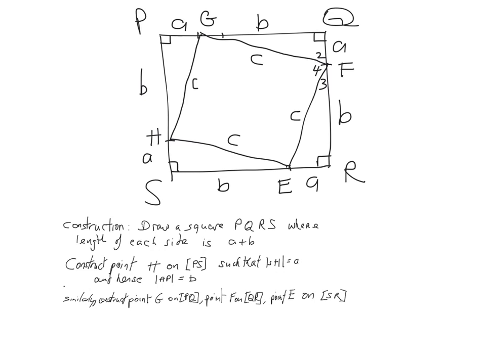Now that's a bit of a mouthful, but luckily we don't have to repeat that for the points G, F, and E. We can just simply say similarly construct point G on the line segment PQ, point F on the line segment QR, and point E on the line segment SR. So now we can join up those four points so that we can make a square with four triangles and a quadrilateral. So we write join EFGH to divide the square PQRS into a quadrilateral and four triangles. And finally, we have to mention the four angles that we set up here. So we simply say label the angles 1, 2, 3, and 4.